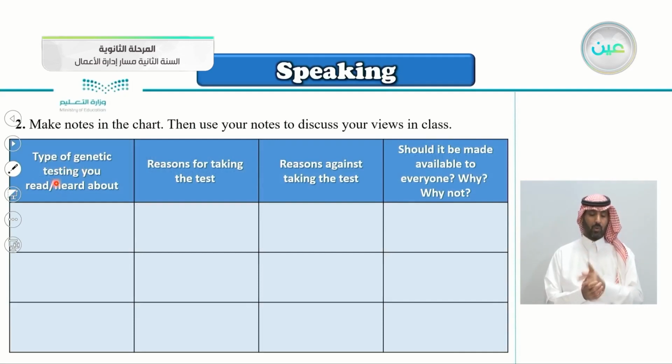Type of genetic testing you read or heard about, write it here. Reason for taking the test. If you want to take the test, give us a reason. If you don't want to take the test, reasons against taking the test, write it here. Should it be made available to everyone? Why or why not? Put it here. So write three types of genetic testing that you read or heard about.